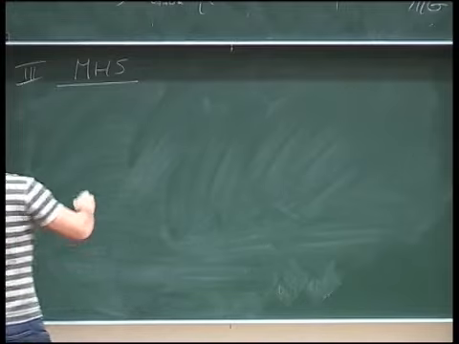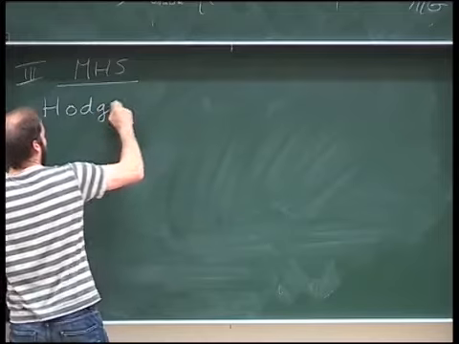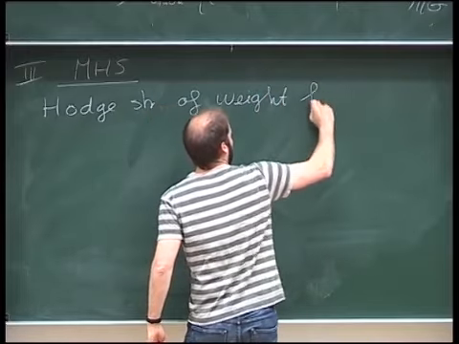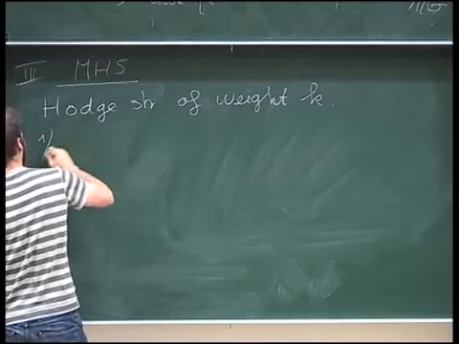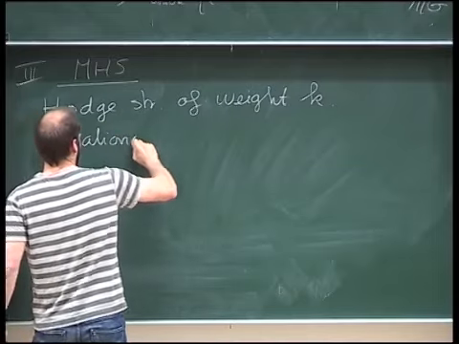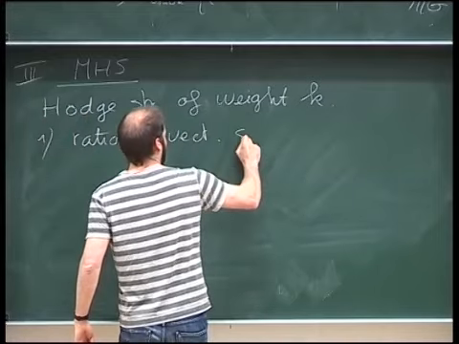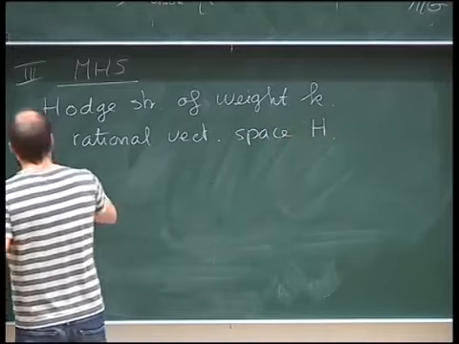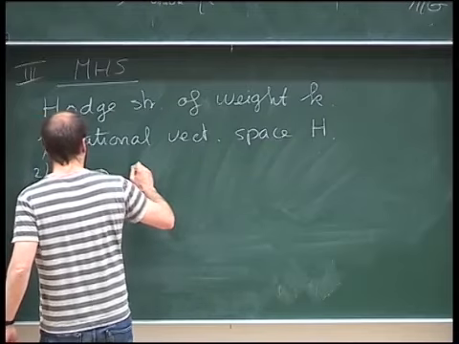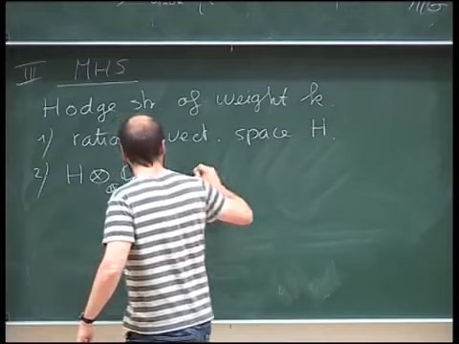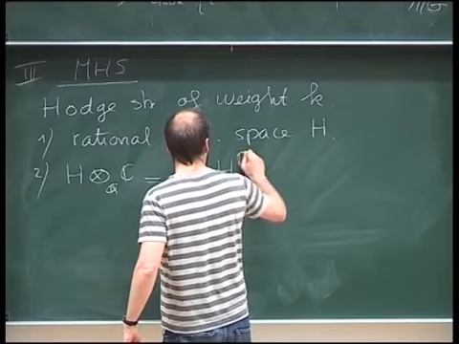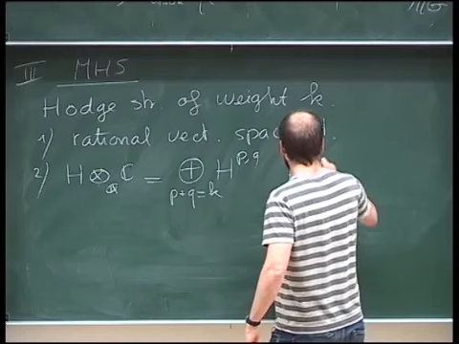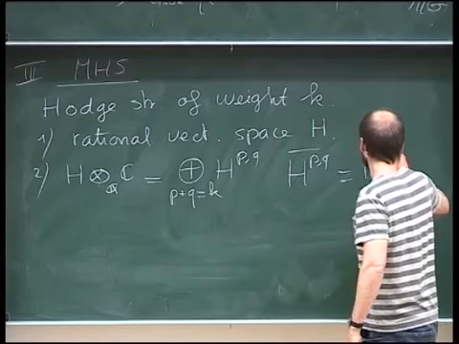So first, a Hodge structure of weight K is given by the following data. We have a rational finite-dimensional vector space H. And the second one is that we have the following decomposition: H^{p,q}, where p plus q is equal to K, and the complex conjugate of H^{p,q} exchanges to H^{q,p}.